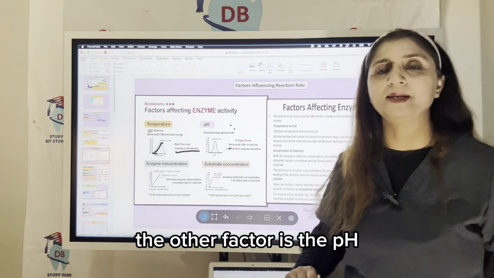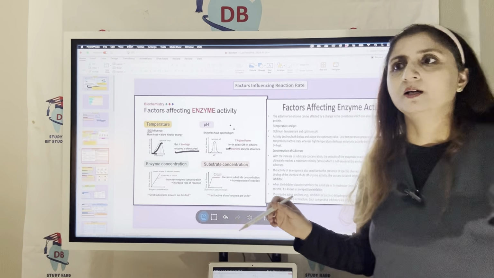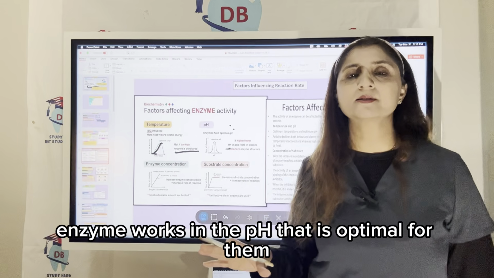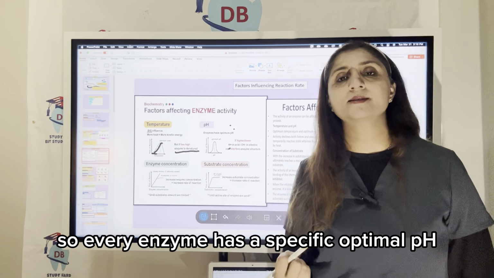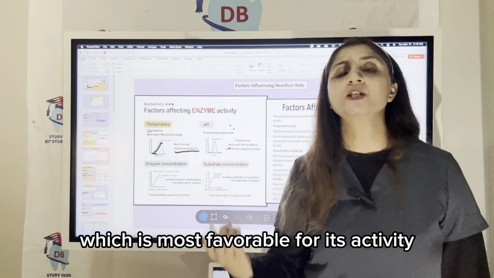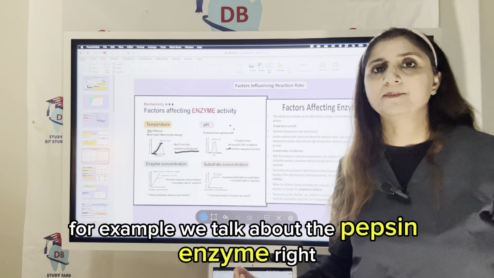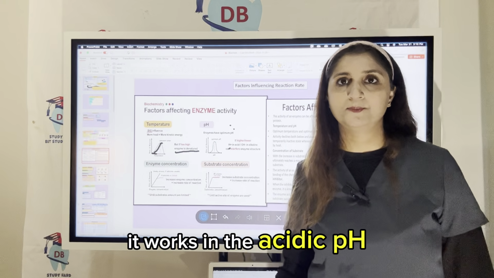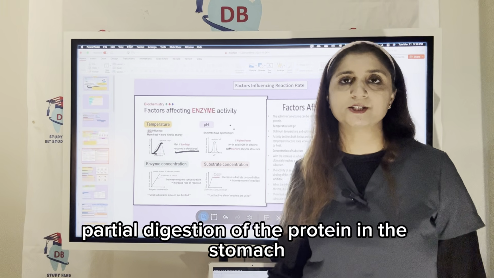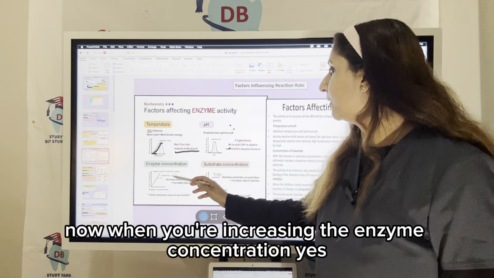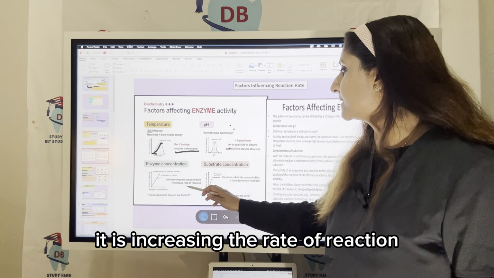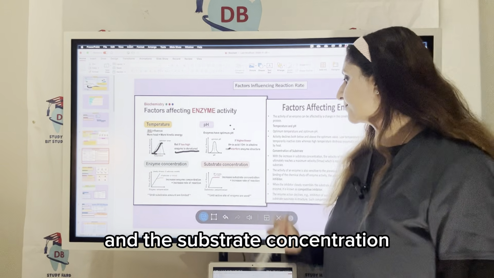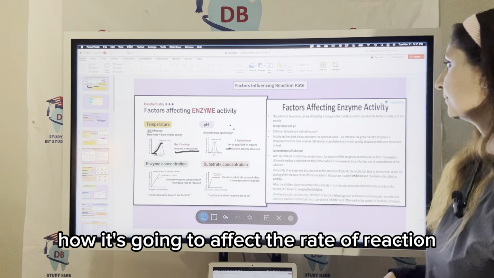The other factor is the pH. When we talk about the pH, we can say not a single pH is most favorable for all enzymes. Enzymes work in the pH that is optimal for them. So every enzyme has a specific optimal pH which is most favorable for its activity. For example, the pepsin enzyme requires acid. It works in the acidic pH, and it does the partial digestion of the protein in the stomach. Now, when you increase the enzyme concentration, yes, it increases the rate of reaction until the substrate amounts are limited. And the substrate concentration, we already discussed how it's going to affect the rate of reaction.